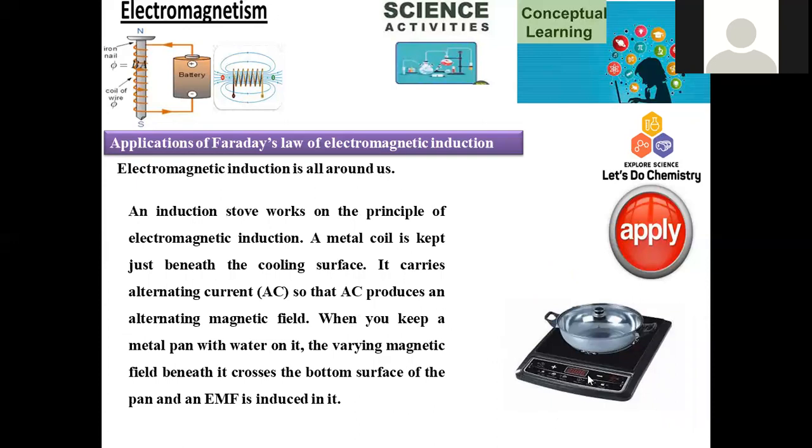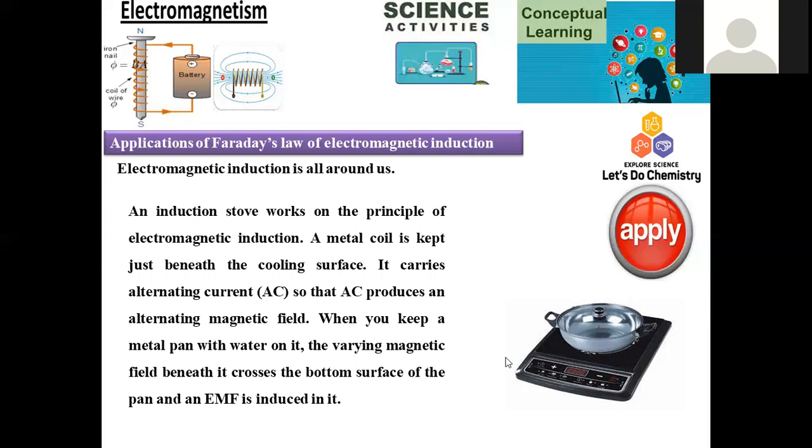Moving on to another application, where we are using cookware which is purely based on electromagnetic induction. An induction stove works on the principle of electromagnetic induction only. A metal coil is kept just beneath the cooking surface, wherever we are cooking. It carries alternating current. We pass the alternating current through this, so that the alternating current produces an alternating magnetic field.